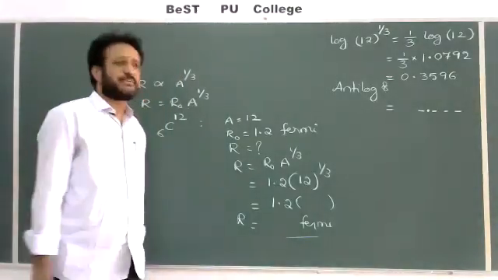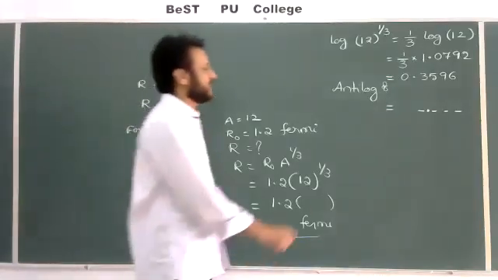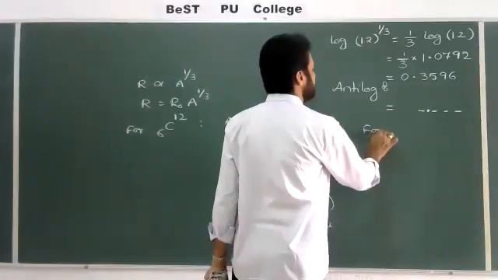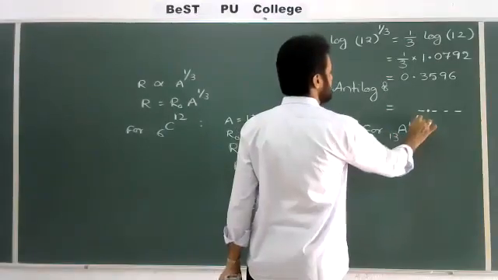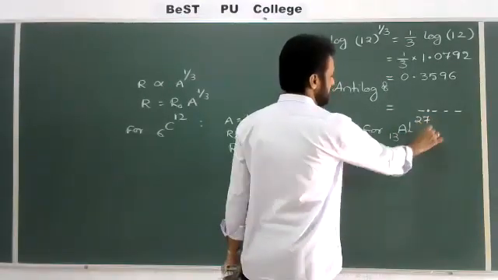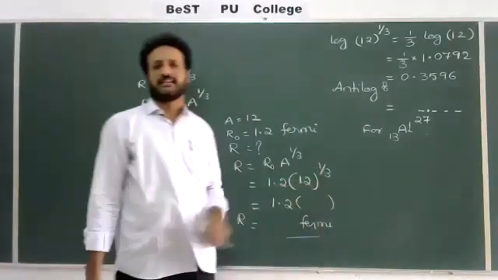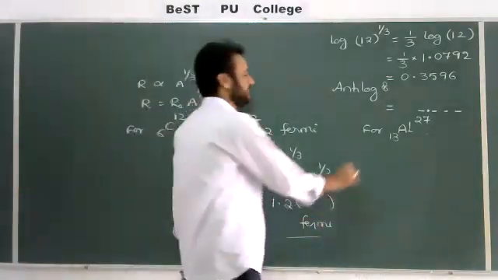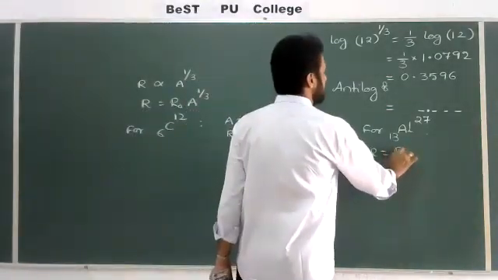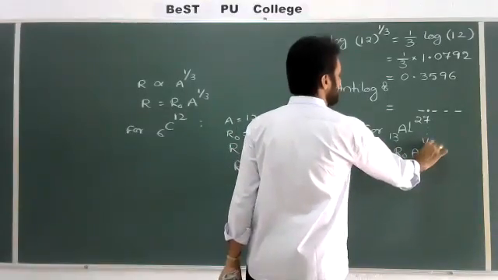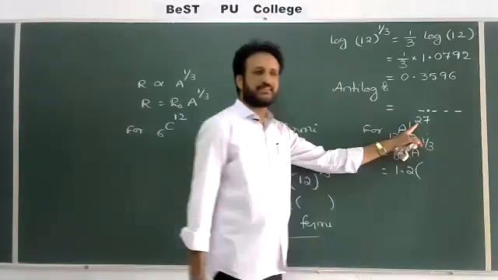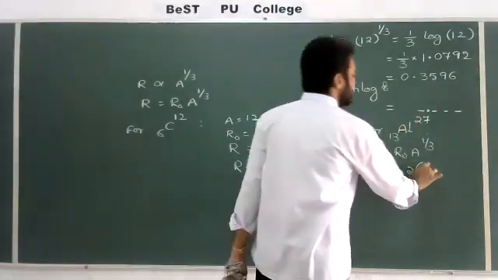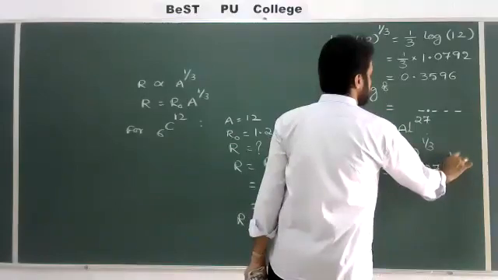For example, if aluminum is given instead of carbon, for aluminum atomic number 13, mass number 27 given for example, this type is easy to calculate. Why easy? Here R is equal to R naught into A to the power of 1 by 3. R naught is equal to 1.2, and mass number 27, so you should write 27 whole to the power of 1 by 3.